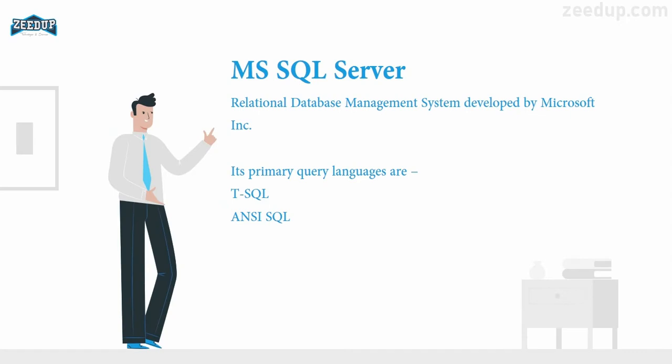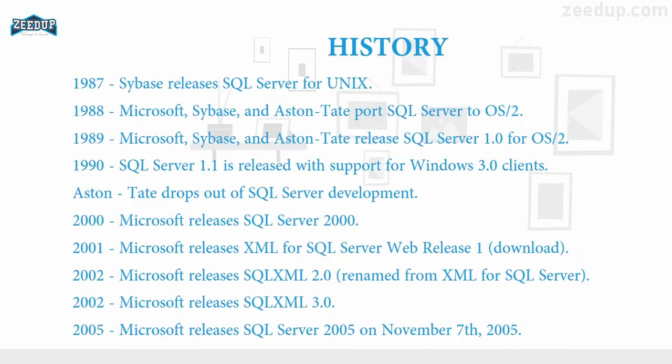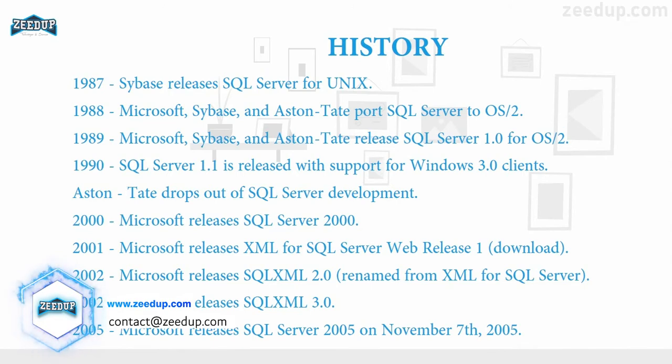The second tool that we have is Microsoft SQL Server. It is a relational database management system that is developed by Microsoft Inc. Its two primary query languages are T-SQL and ANSI SQL. So what are these? We will learn about it later on because we will be covering Microsoft SQL Server only in this tutorial. This is its history. It was released for Unix in the year 1987, and since then it has released different versions across the years. If you want to read this history, you can just read it.